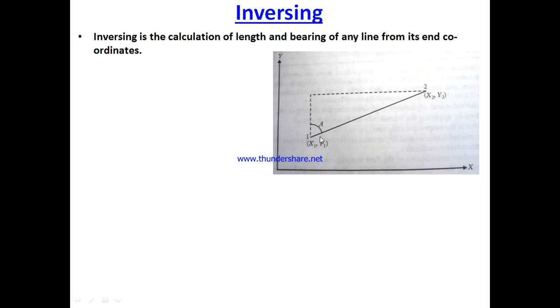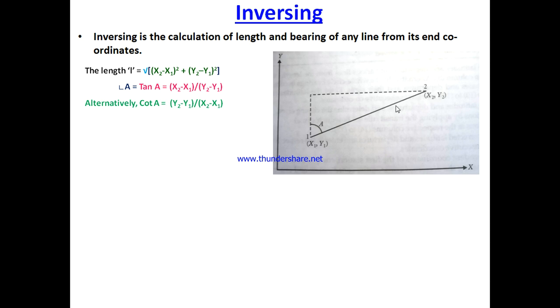Suppose I need to draw a traverse A, B, C, D, E. So from E I am trying to calculate the values, then we can say that this process is known as inversing. So how to calculate the length of the traverse line? I have the coordinates. Suppose I have the coordinates x2, y2 and x1, y1. So the length will be equal to the square root of (x2 minus x1) square plus (y2 minus y1) square.